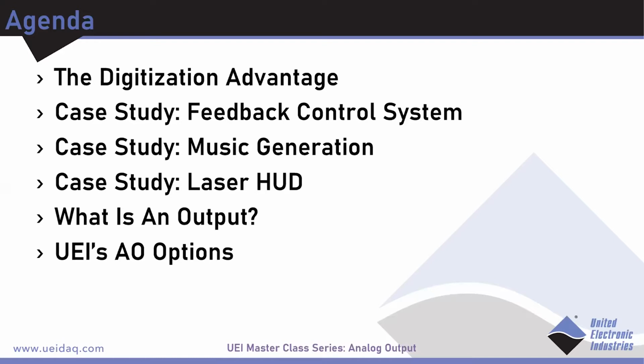And then we'll talk a little bit about 3 case studies where we apply the analog output, as well as a lot of other related concepts to various applications. So we have a feedback control system, a music generator, and a laser HUD. After that, we'll tie it all back to what an output can really be, as well as all of the AO options in UEI's catalog.